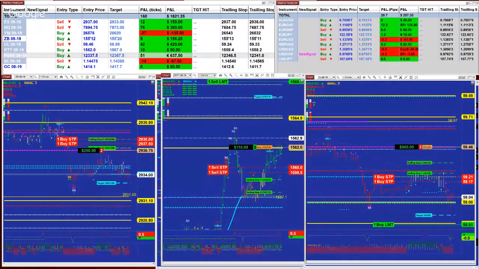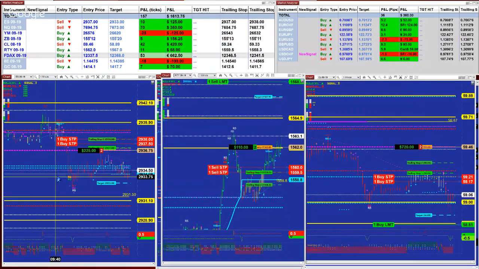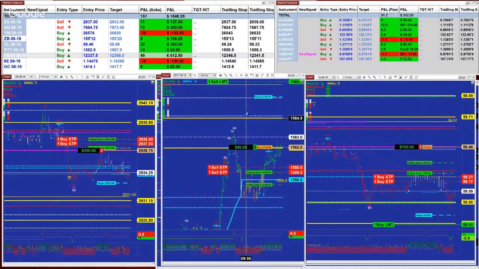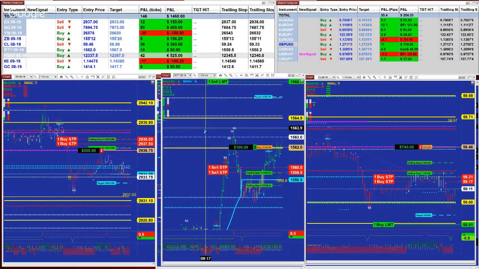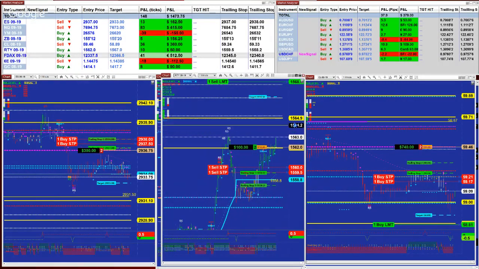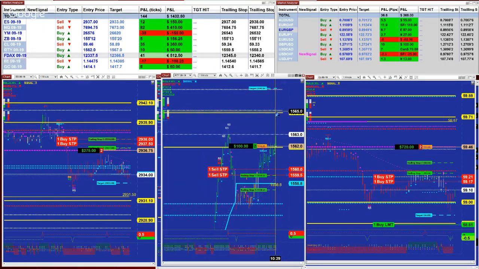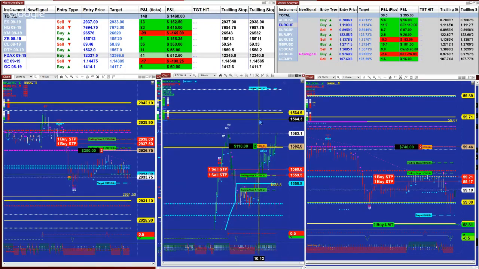Okay, this one here is up with you. The last two signals we called for you are the Russell and the DAX. The DAX, now you are 43 ticks into the profit, and the Russell is going. Watch out on the 64.